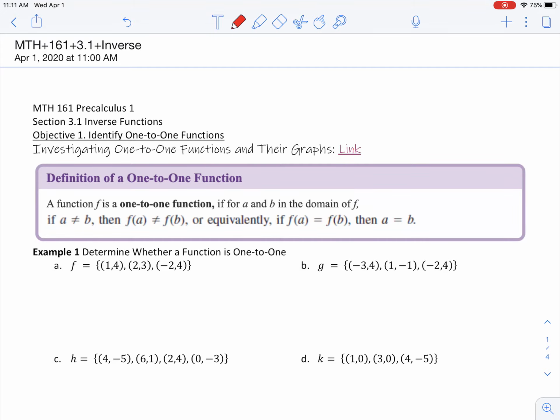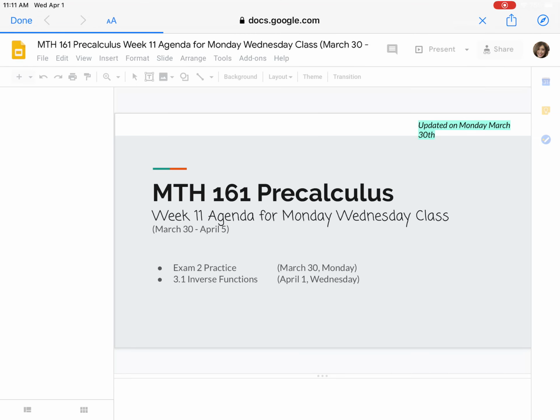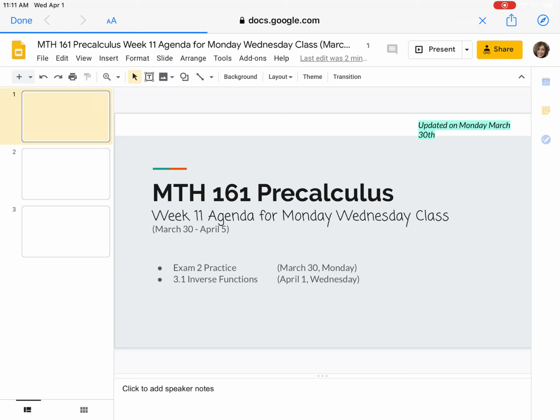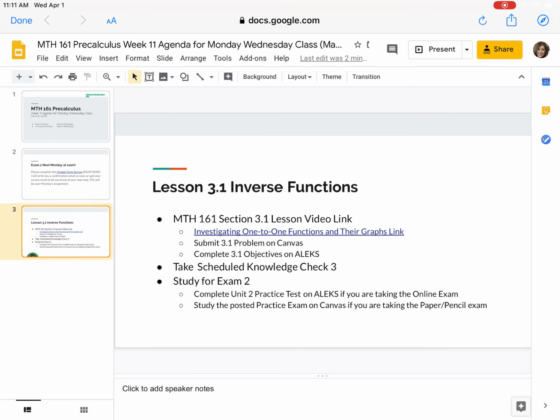Now, this link doesn't work. I converted this document into a PDF, and I can't really click on this. So what I did was I created a link on Canvas. You can find this under your week 11 agenda. I'm opening the one for the Monday, Wednesday class, but the Tuesday, Thursday folks will also have this link. Under the 3.1 lesson, inverse functions, you can click on the investigating one-to-one functions and their graphs links.